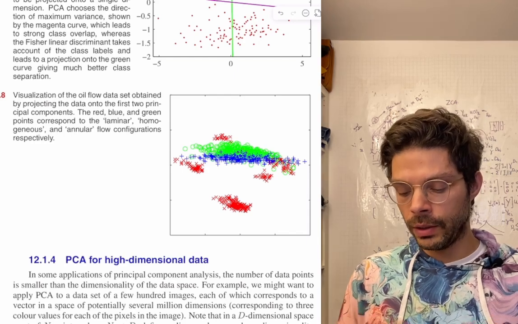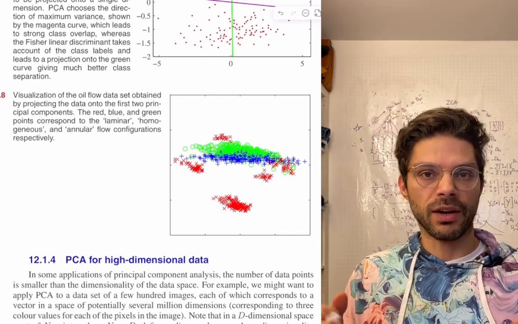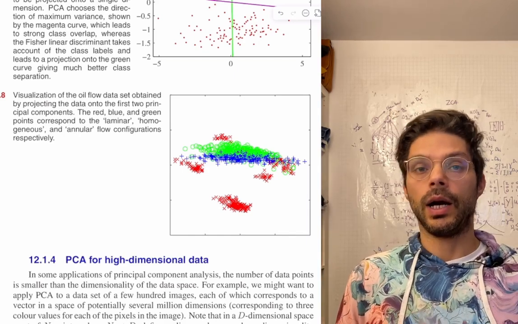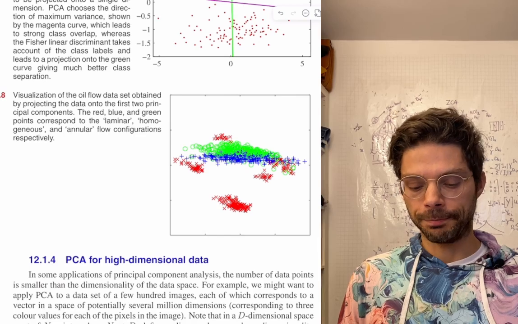How to actually find these components for high dimensional data sets where some of the operations can be quite costly. So that'll be a short section.